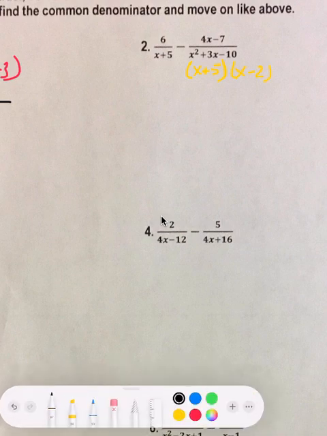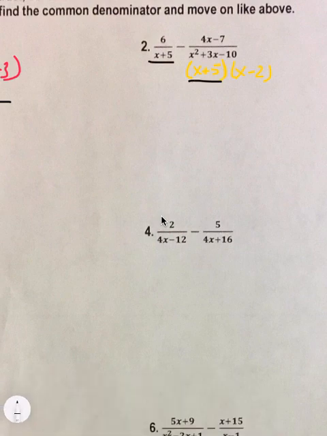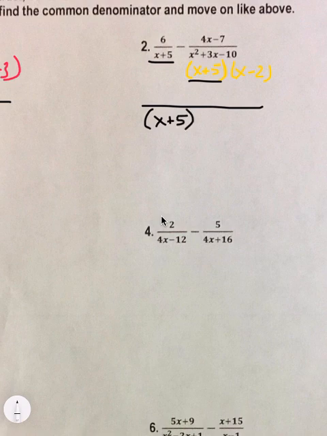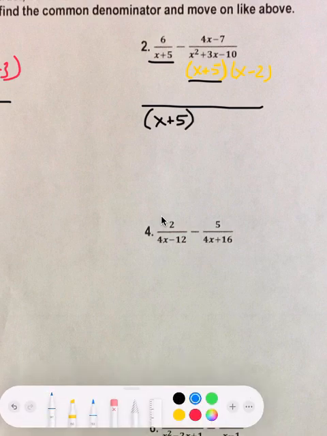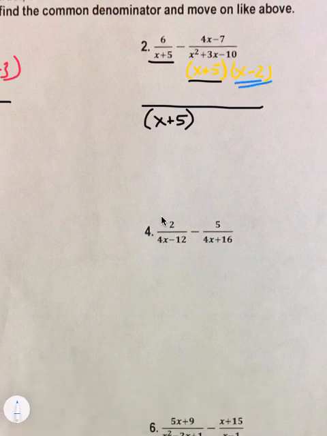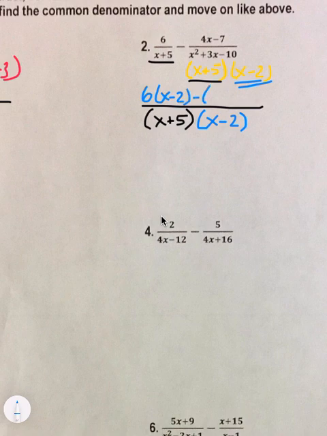But what you can see is that the x plus 5's match up. So that is going to be one part of our denominator, x plus 5. And then the only other part of the denominator we're missing that we need to take into account is x minus 2. So that means the 6 needs to multiply by the part of the denominator it does not have, which is x minus 2. And then we subtract, and the 4x minus 7 needs to multiply by just 1 because it has the entire common denominator, x plus 5 and x minus 2.